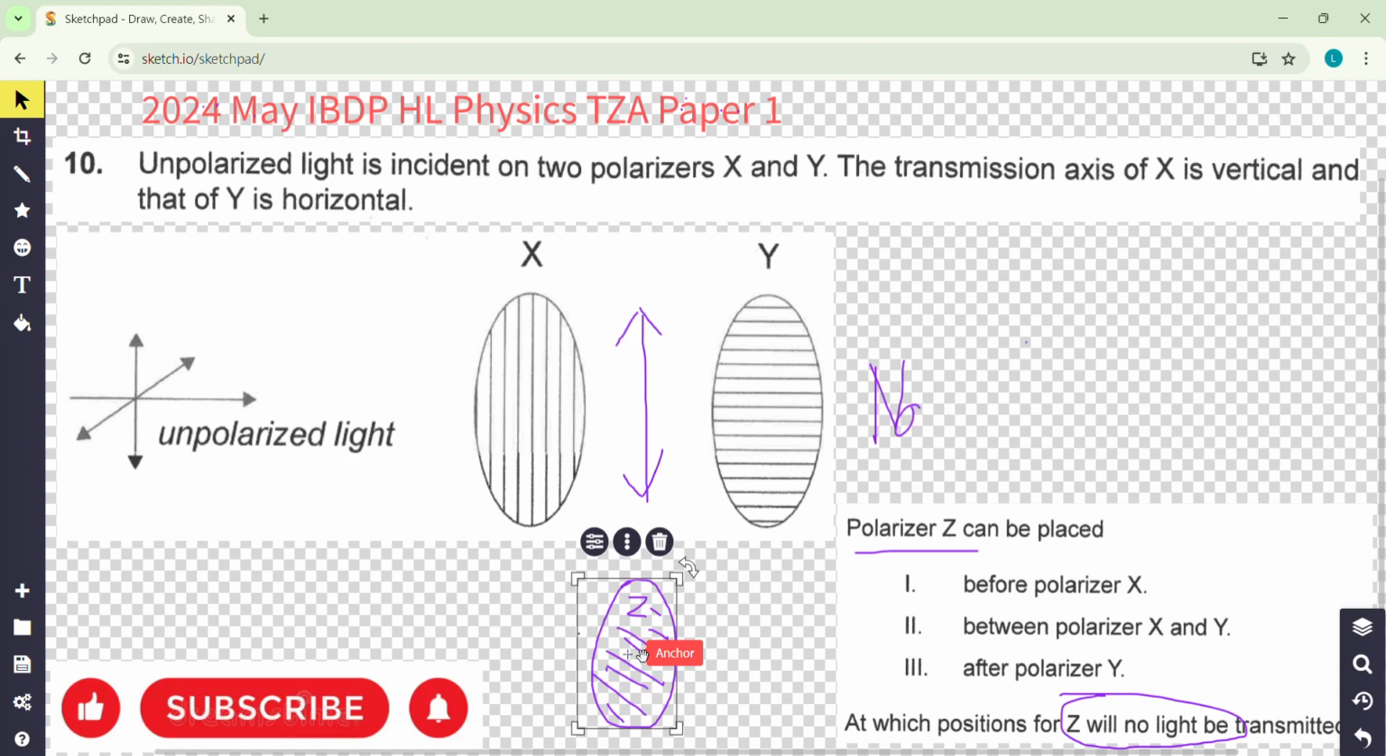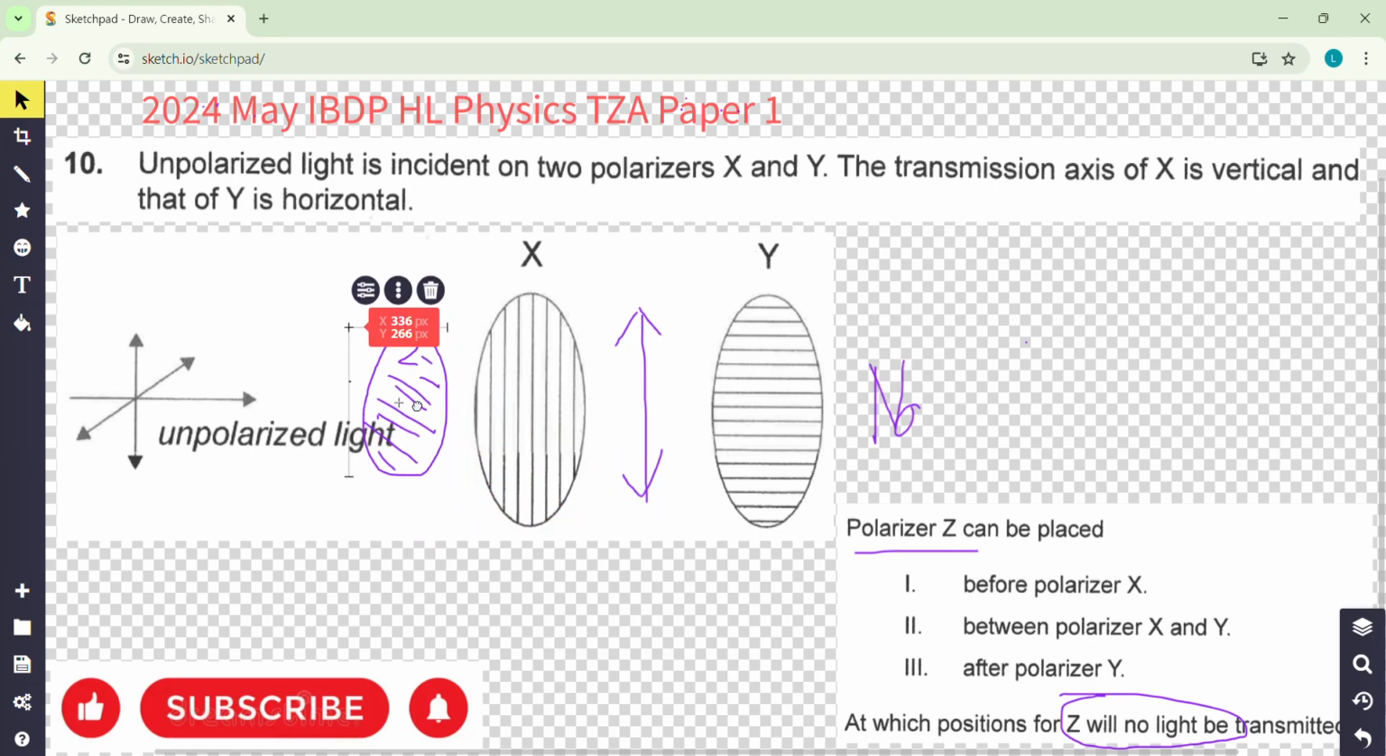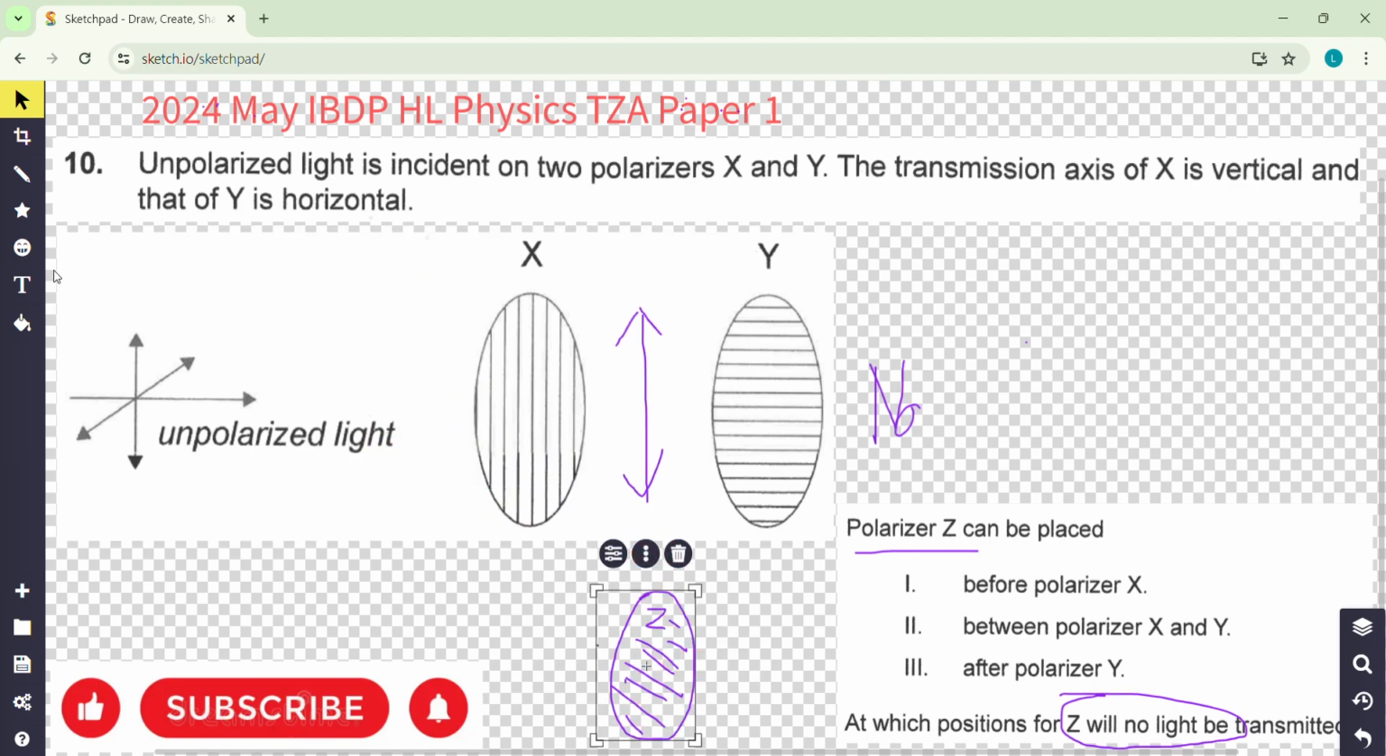Okay. First, if Z is placed before X, what will happen? It will be an inclined polarizer here, but after passing through X, it is still vertical, so still no light transfers. So when it is at position 1, okay. How about between X and Y?